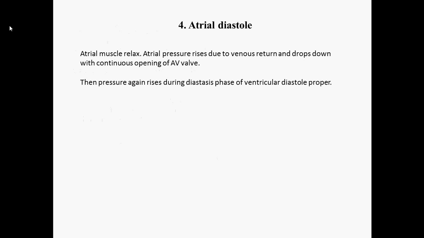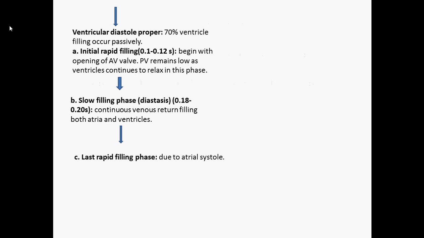Atrial pressure gradually rises due to the venous return, but the venous return which comes into the atria directly goes into the ventricle because valves are open. So there is a slight increase in the pressure of the atria, which drops down to zero with the continuous coming of the blood and opening of the atrioventricular valve and going into the ventricles. But during this phase of ventricular diastole, you can just see the diastasis phase of the ventricle. So there is a continuous venous return filling both the atria and ventricles, followed by the atrial systole.